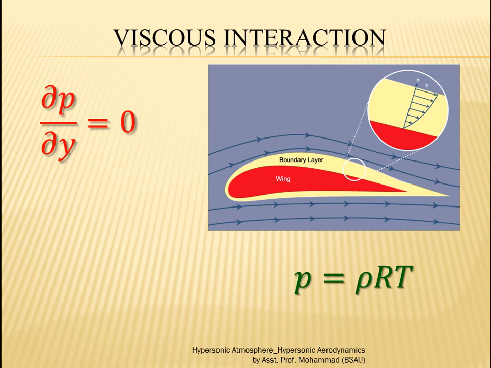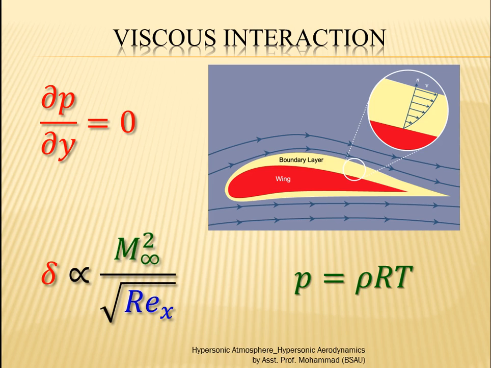The boundary layer thickness also depends upon the Mach number. As the Mach number increases, the boundary layer thickness increases too, according to the square. Here you can see that it's M infinity squared, and then we have the square root of the Reynolds number. So it will become large in the hypersonic regime, and the reason is as explained above. This equation is why the boundary layer grows and becomes very, very large.